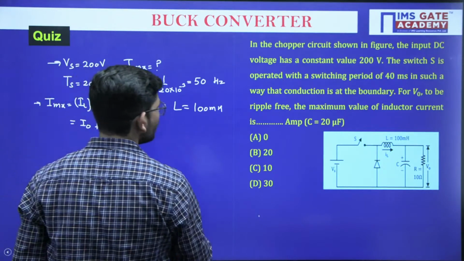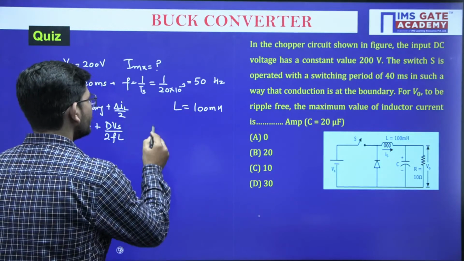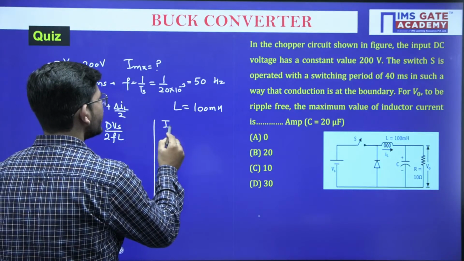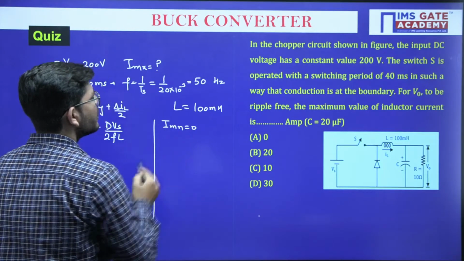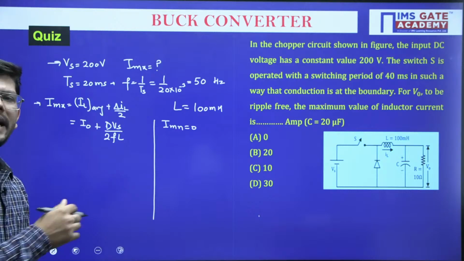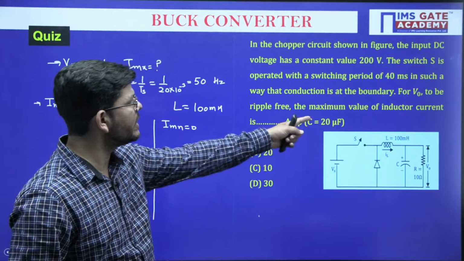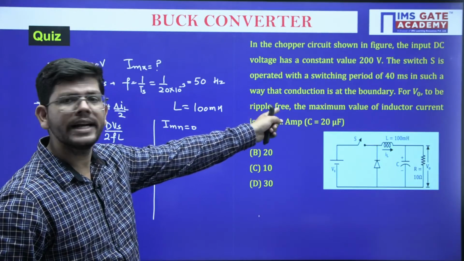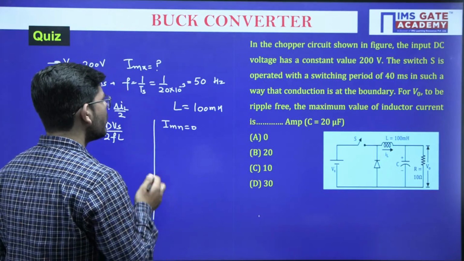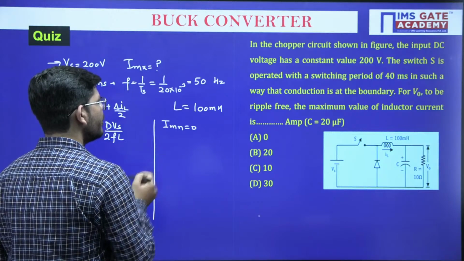So how to calculate the value of D? First of all, I minimum we can write as 0. Why is I minimum 0? Because we have been given that we are operating at the boundary. So if we are operating at the boundary, this is the condition that we will be getting.